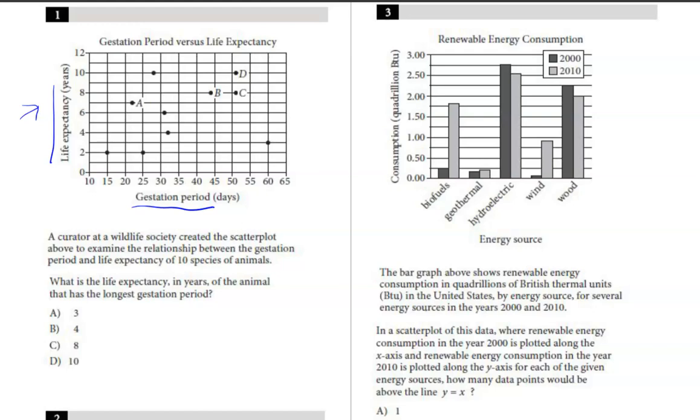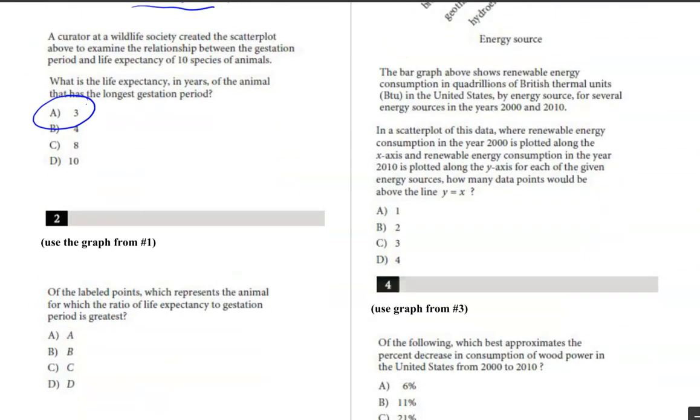So out of all these animals, the one with the longest gestation period is this dot right there, all right, which would be at 60. And the life expectancy, it looks like, would be 3. So the correct answer here is A.